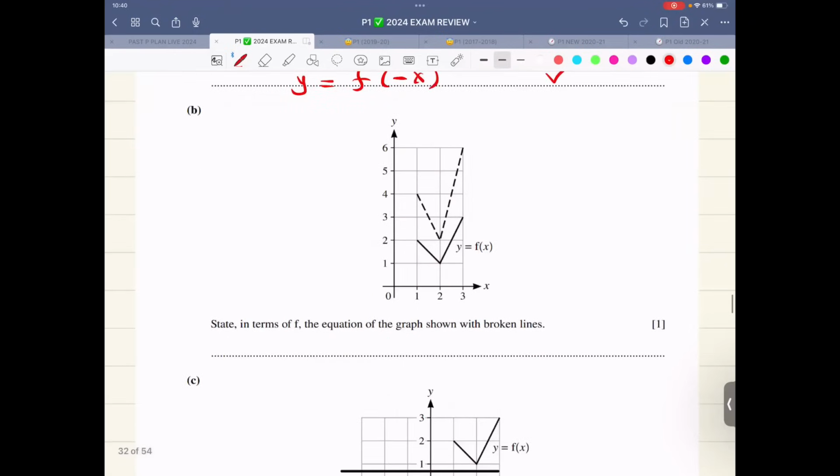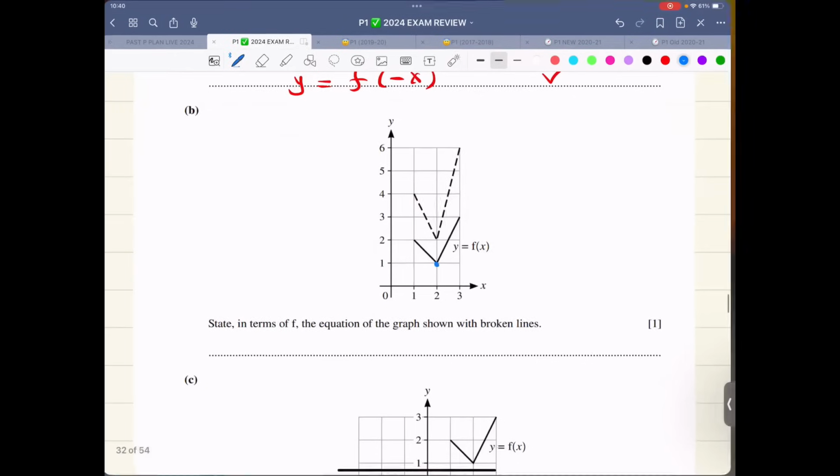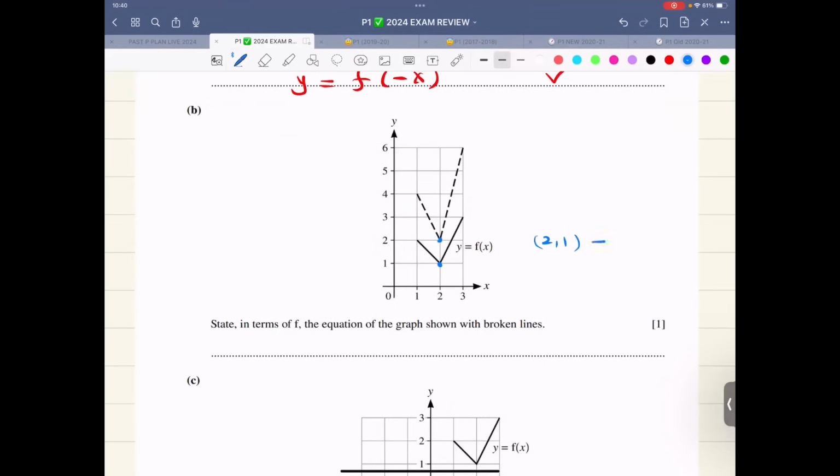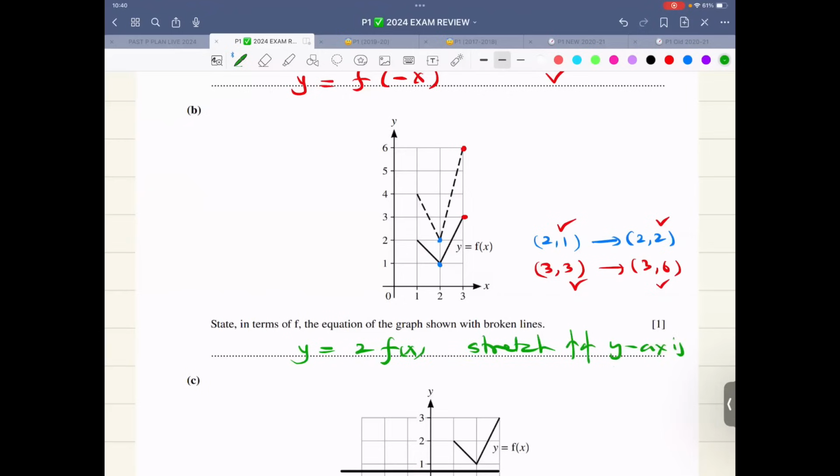What about this one? With broken lines. Now focus on these points. This is (2, 1), and it's becoming (2, 2). Focus on this point and this point. So (3, 3) becomes (3, 6). And I think that's more than enough evidence. What I see is that the x coordinate remains the same. The y coordinate doubles. So if the y coordinate doubles, what will I write? I'll write y equals 2 times f(x). This is a stretch parallel to the y-axis with scale factor 2. That is what is shown over here.